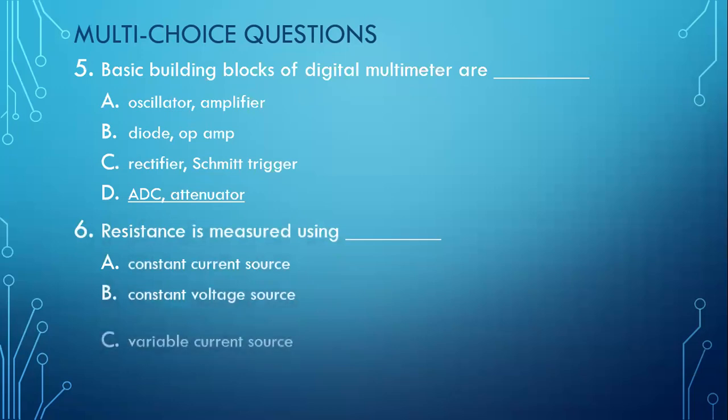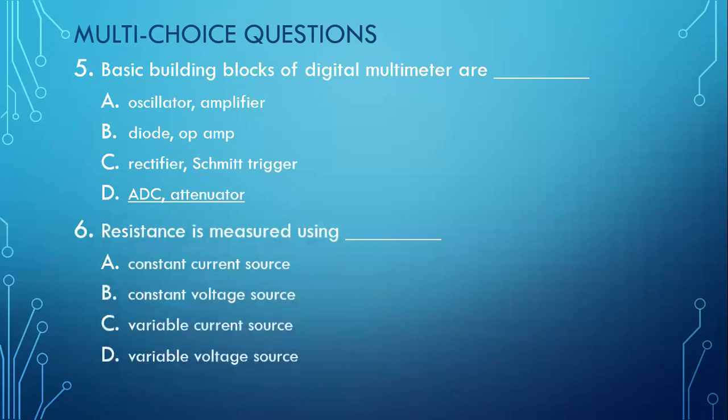Resistance is measured using, so what is the main important thing while we want to measure the resistance? Is it a constant current source, constant voltage source, variable current source, or variable voltage source? Correct, it is a constant current source. With the help of the constant current source only we can pass the constant current through the unknown resistance, and the voltage drop across it is proportional to that resistance.